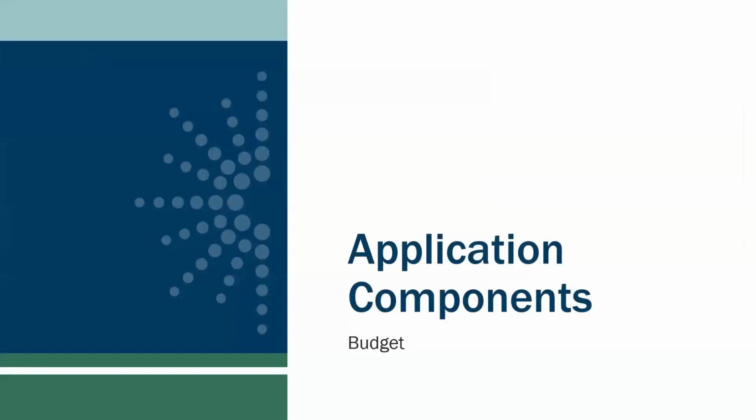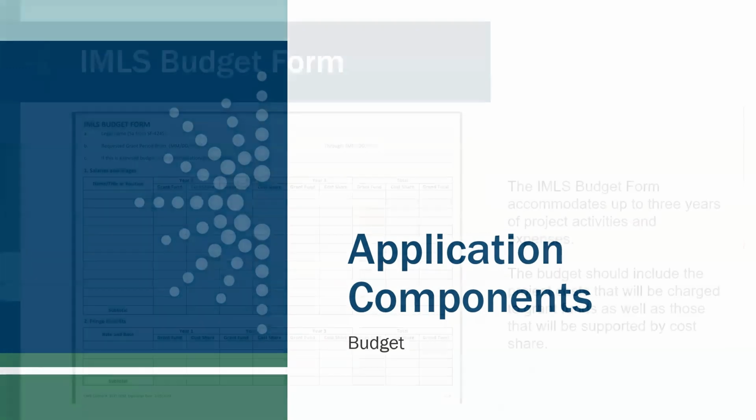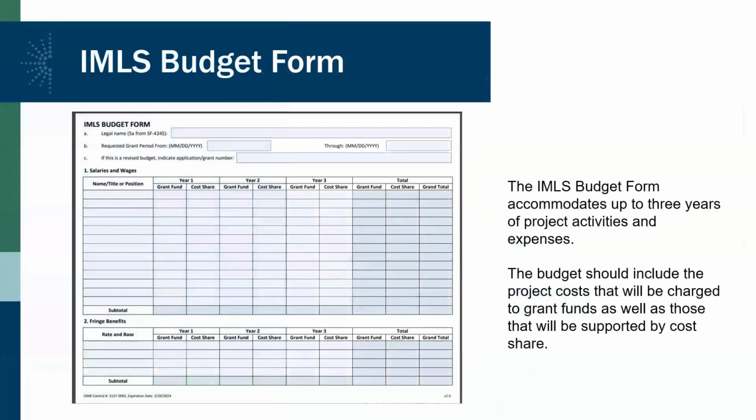In this section, we will provide information on what to include in your project budget and budget justification, and provide some examples of allowable and unallowable costs. An important component of your application is the budget. This is the part of the application where you specify all the costs associated with your proposed project.